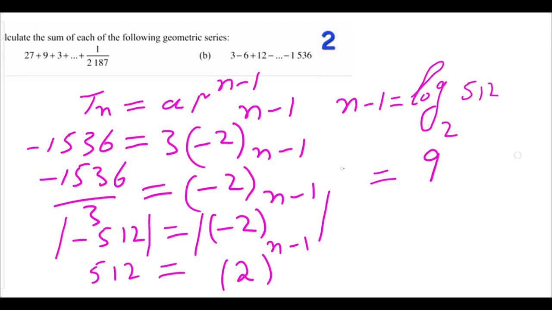So my answer is 9. N minus 1, so the n becomes 10. Same answer, either way you can find the n. Now we have n, so I can find the sum of the series, which means I'm looking for S10, the first 10 terms of the series.